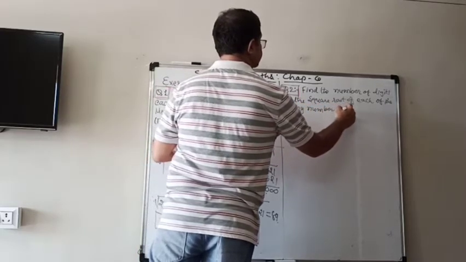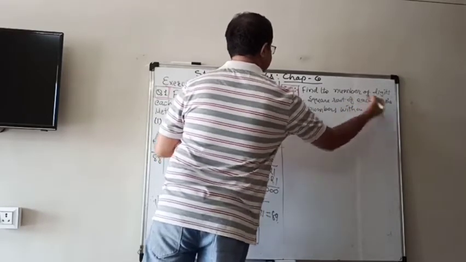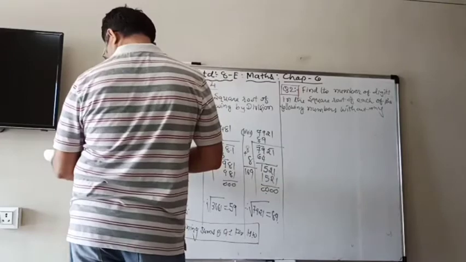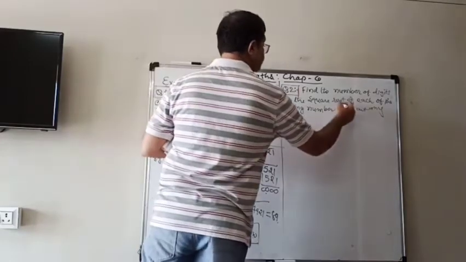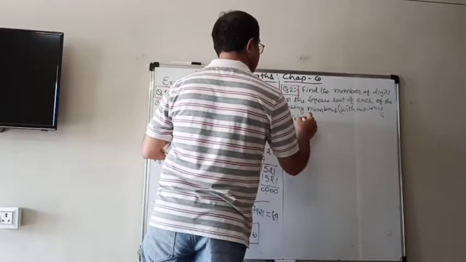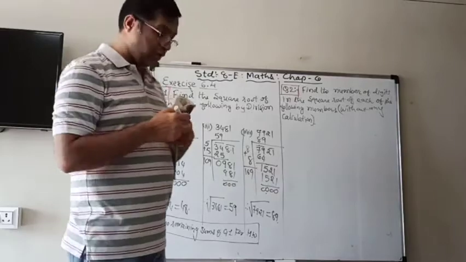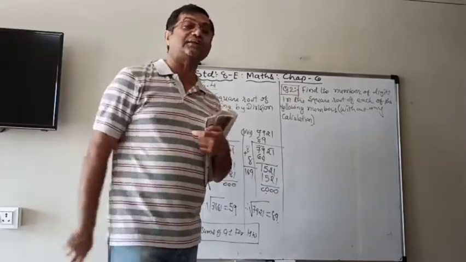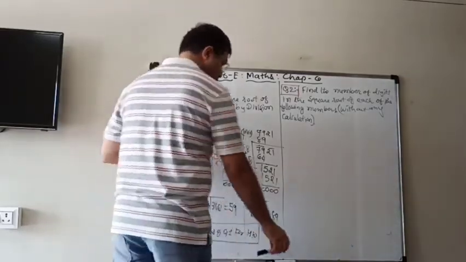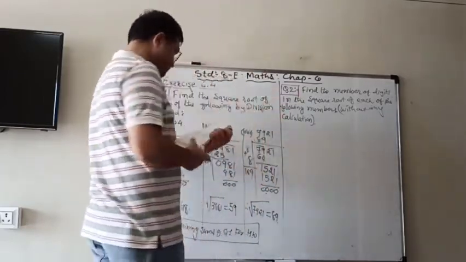Without any calculation. We don't have to find the square root, but only how many digits will be there in the square root of this number, but without any calculation. I will show you a trick.